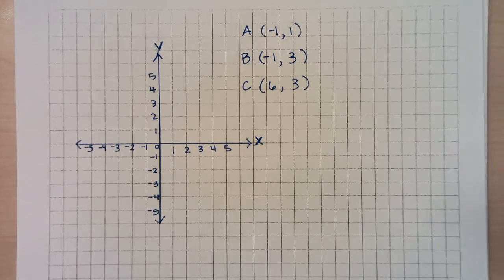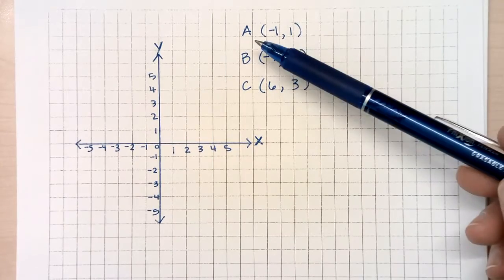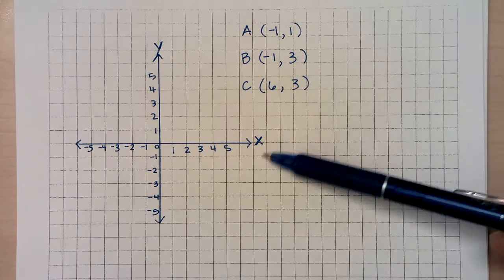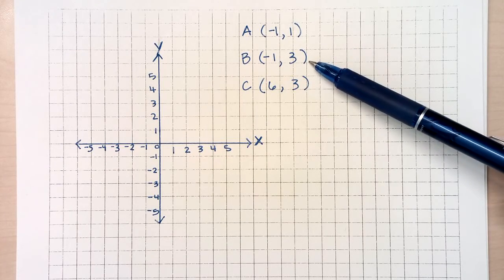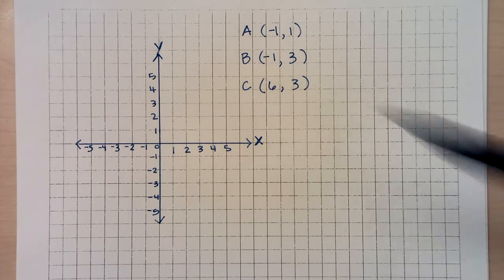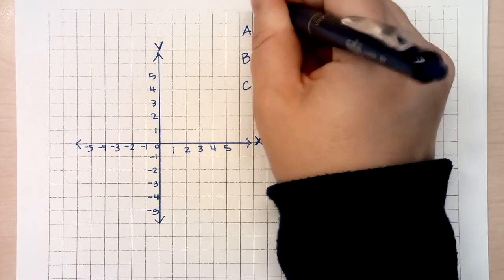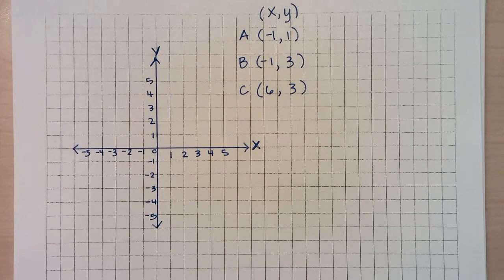So here are the vertices of our triangle. These are the points that we are going to graph on our coordinate plane. So we have A is (-1, 1), B is (-1, 3), C is (6, 3). And I want you guys to remember our ordered pairs go from x to y. You can remember that they are in alphabetical order.